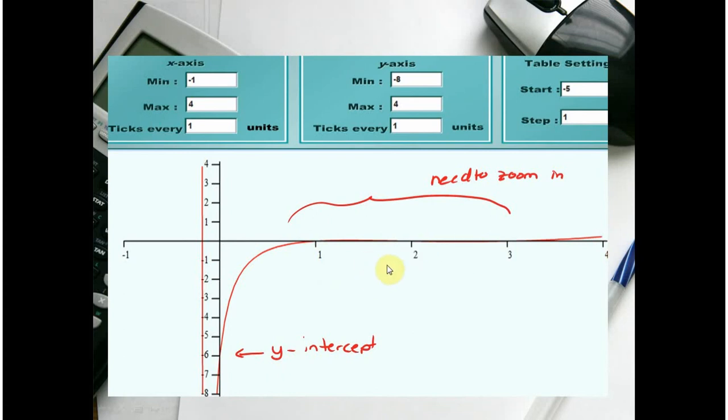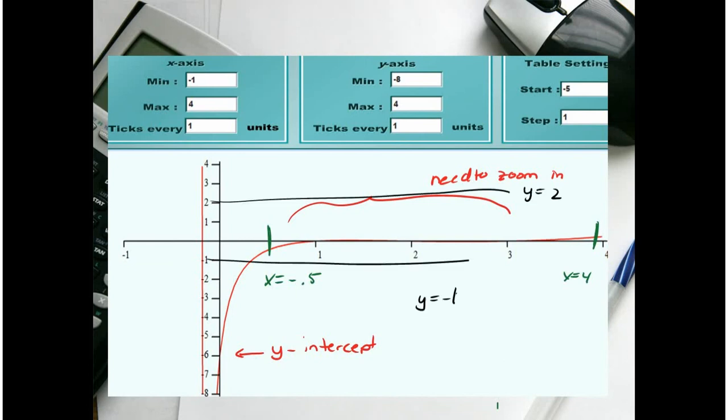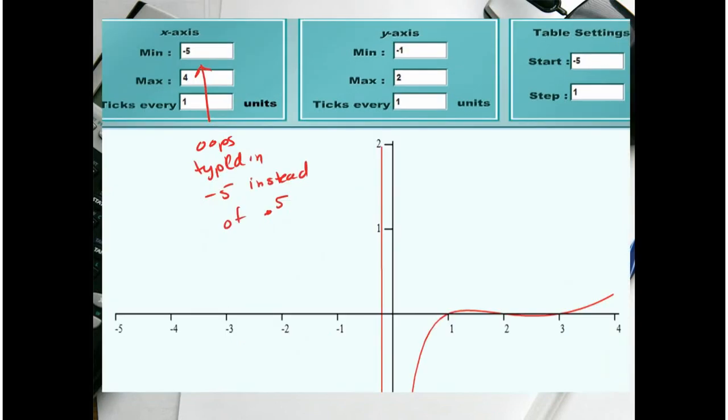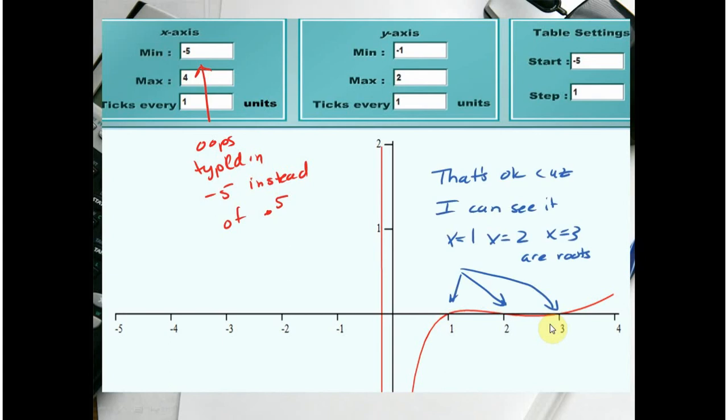It's too squished. So I'm going to go in closer. I'm going to go x equals -0.5, x equals 4, and y equals -1 to y equals 2. So I have a better looking window. I accidentally put in x equals -5 here instead of x equals -0.5, and I'm not sure why I did that, but it doesn't matter because now I can see the roots are x equals 1, 2, and 3. I can see them. So that's what you'll want to do, and I'm not going to go through the y-intercept and all the other things because they're exactly the same as Desmos, except you have to now change your windows on your calculator instead of zooming in.